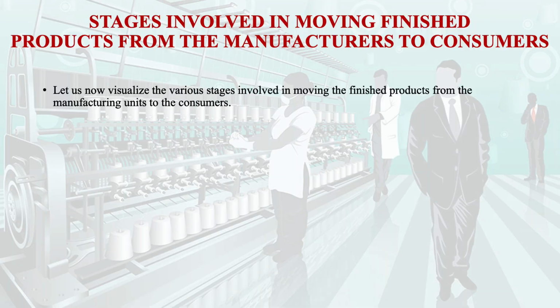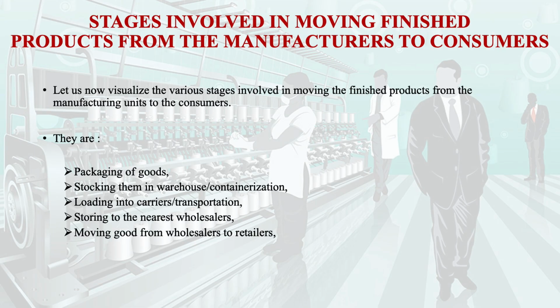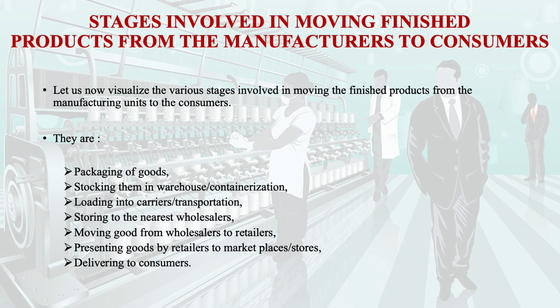Now let us see some stages involved in moving the finished product from manufacturer to the consumer. Let us visualize the various stages: packaging of goods, stocking them in a warehouse or containerization, loading into carriers and transportation, storing in the nearest warehouse, moving goods from wholesaler to retailer, presenting goods by retailers in the marketplace or store, and delivering to the consumer.